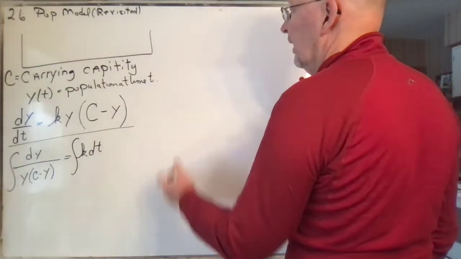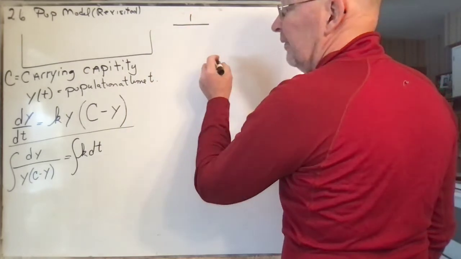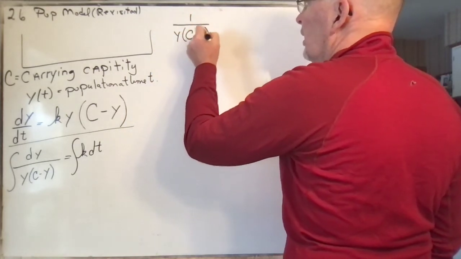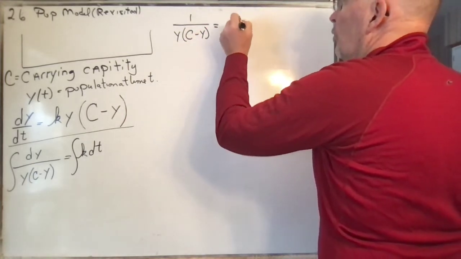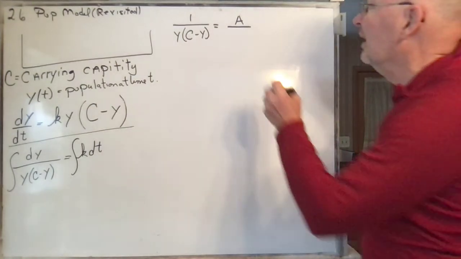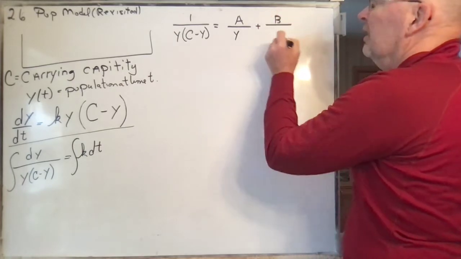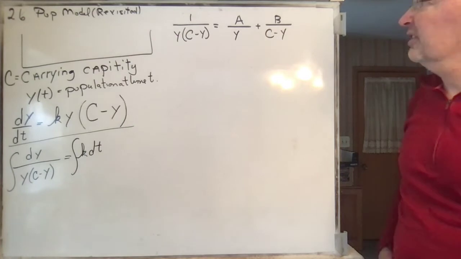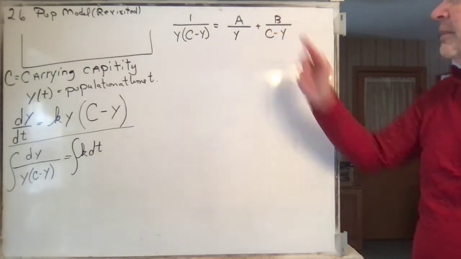So I've got a small amount of board space, so let's just do it over here. I have 1 over y times c minus y. And so I'm going to write this as, I'll do it the same way I do it in the book, a over y plus b over c minus y. Okay, write it as the sum of those two things. Now we have to find what a and b are.